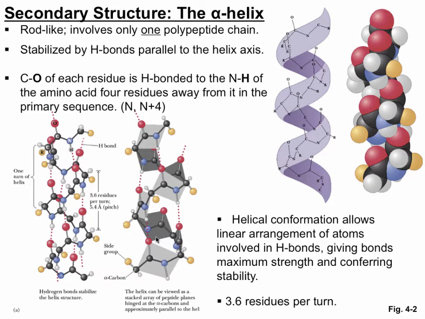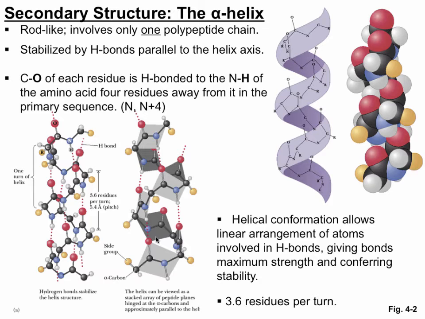So this is kind of the ball and stick model of the alpha helix, and you can see that's a pretty dense structure. And then it's stabilized by hydrogen bonds that are parallel to the axis. So if this is the axis of the alpha helix, the hydrogen bonds are going up and down the helix. And so what it looks like is that the oxygen of the carbonyl carbon will hydrogen bond with the hydrogen on the amide nitrogen 4 amino acids away.